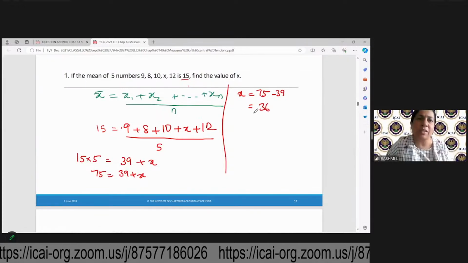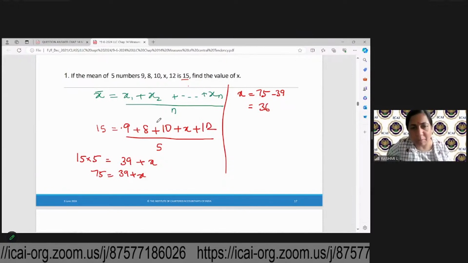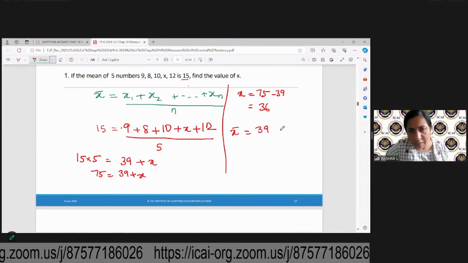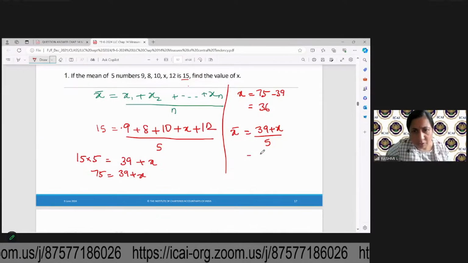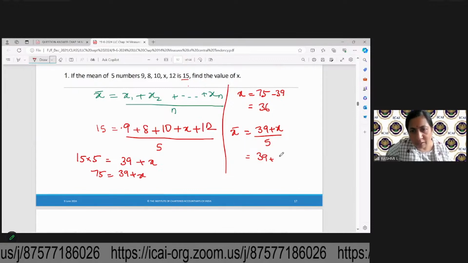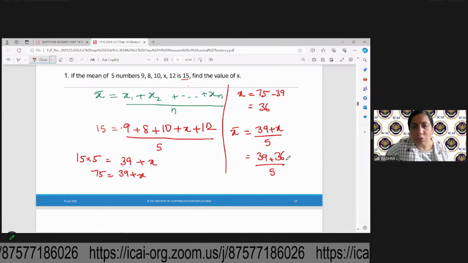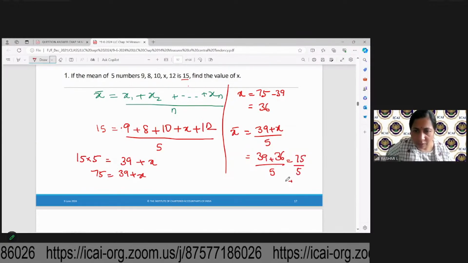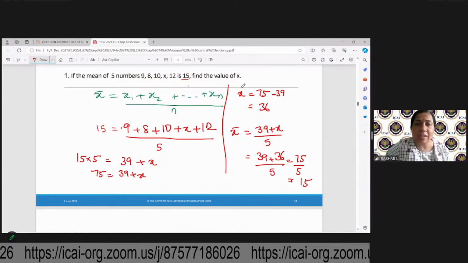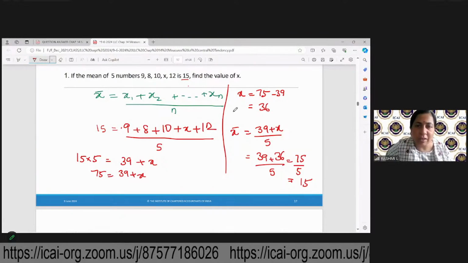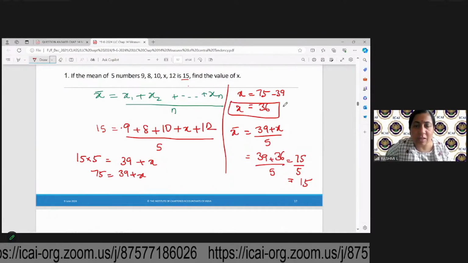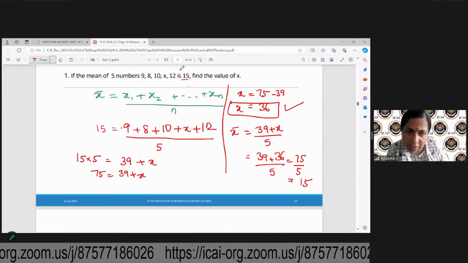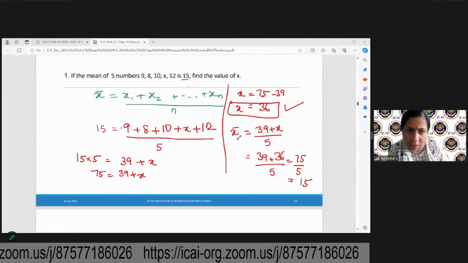Now, I will not rest here. I will verify whether this answer is correct or not. So let me add them up. Up till here, I got 39. So x bar is equal to 39 plus x upon 5. x I got as 36. So 39 plus 36 is 75 upon 5. The answer is equal to 15. So we have verified that this answer x equal to 36 is correct. Yes, very good.